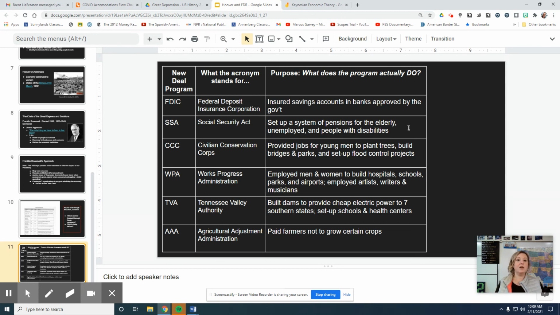Next week, we are going to be digging into whether these programs are actually effective or not, whether they helped or were there other things that might have got the country out of the Great Depression. So sit tight on that idea.